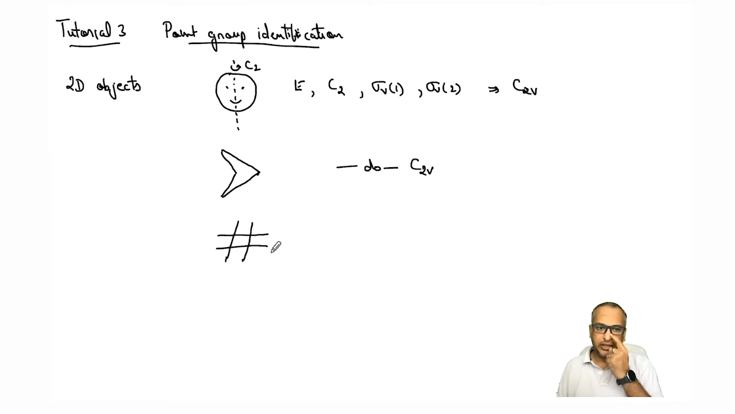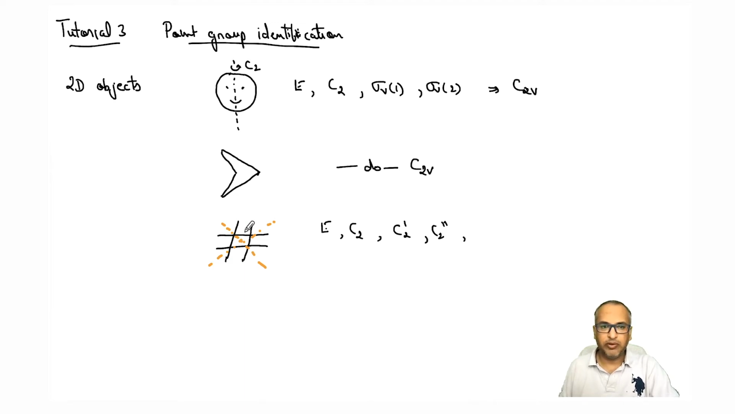If you notice, you have a C2 which is perpendicular to the plane of the board passing through the center. Then you have another C2 which is bisecting these two, like this. Let me just draw it. So you have one C2 like this, another C2 like this, another C2 like this. So you have three C2s, and all three of them are perpendicular to each other. So you have E, C2, C2 prime, C2 double prime, or you can also say two C2s which are perpendicular to one of the C2.